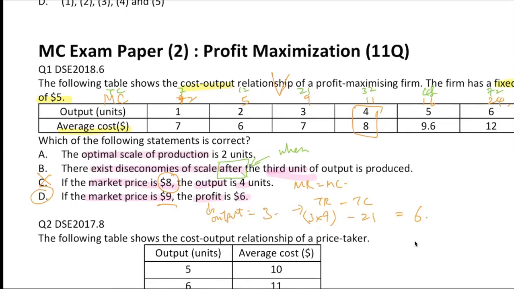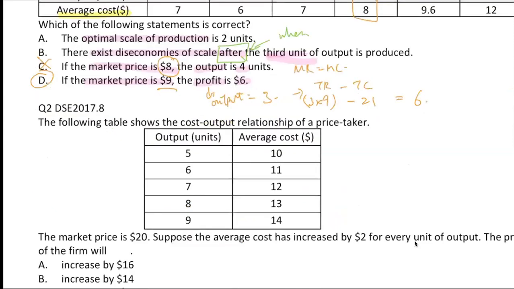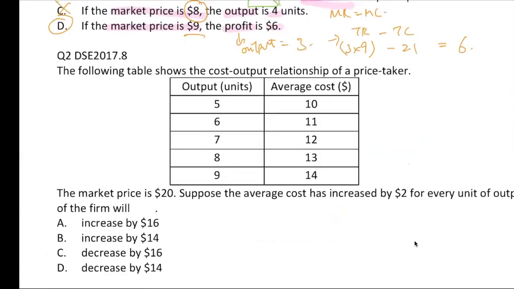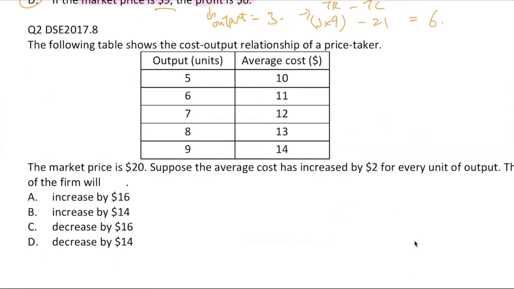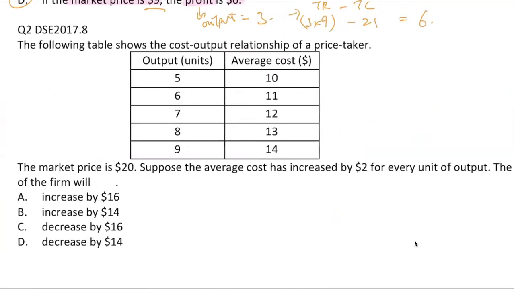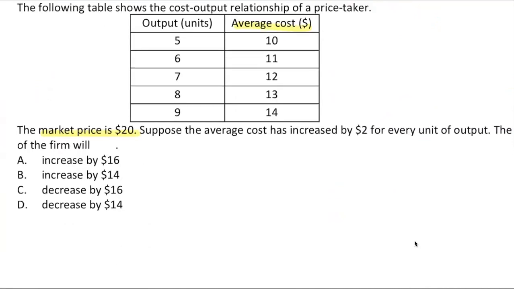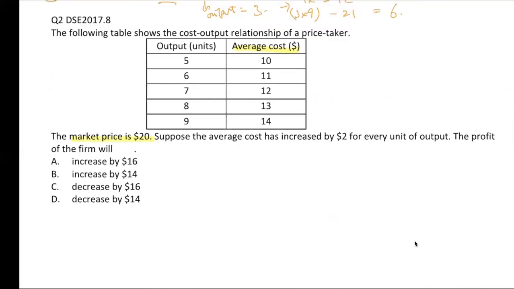Okay. So, the answer is... Okay, we go to the next one. Here we got a table. It shows the average cost, and then we have the market price is 20. And it said that the average cost increased by $2.